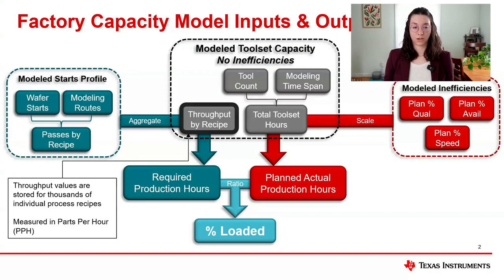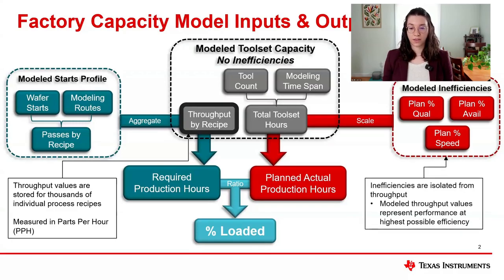This is something that we measure in parts per hour, pph. So you'll hear me say that a few times. And throughput values are stored for pretty much every recipe that we have in the factory. So that's thousands of individual recipes. And as you can imagine, that's quite a bit to store and maintain and keep up to date over time.